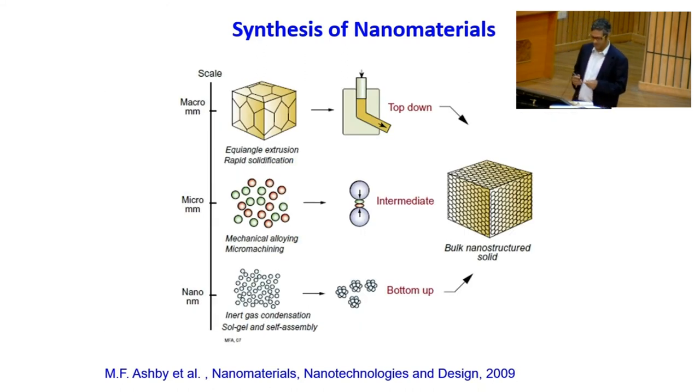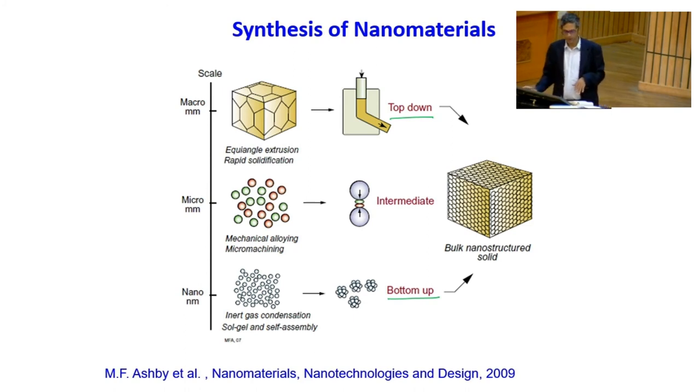But in a nutshell, if you want to synthesize nanomaterials, there are two processes which are used. One is top down, the other one is bottom up. Okay, very funny names. You can see bottom up, top down. Top down, bottom up, right?